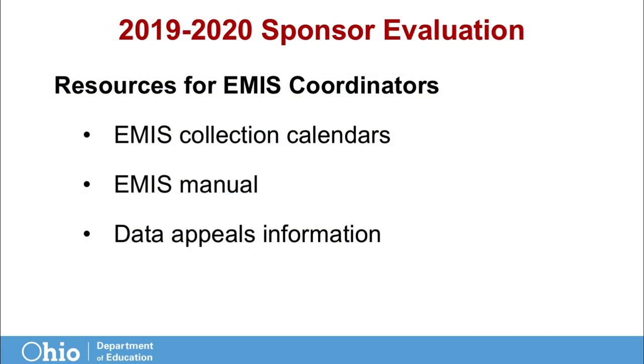Sponsors rely on their school's EMIS coordinators and senior administrative staff to review their academic data to make sure it is reported correctly and completely in EMIS. The department has several resources that can help them get it right. EMIS collection calendars are published annually and can be found on the department's EMIS webpage. The EMIS manual, which helps schools understand what to report and which codes to use, is updated as needed. The EMIS data appeals information, including a guide on how to submit appeals, is posted and is updated whenever a new appeals window is scheduled.